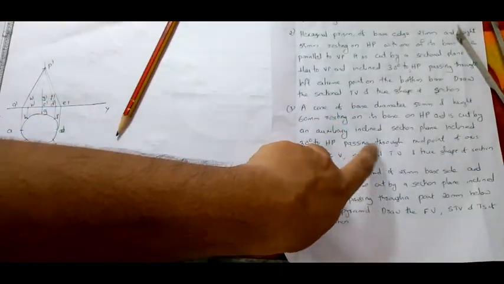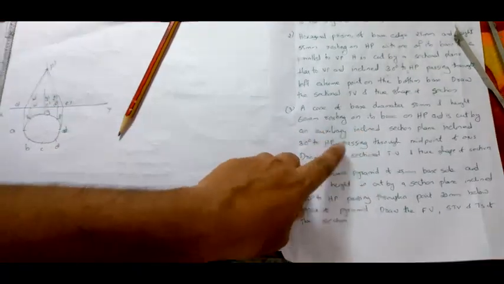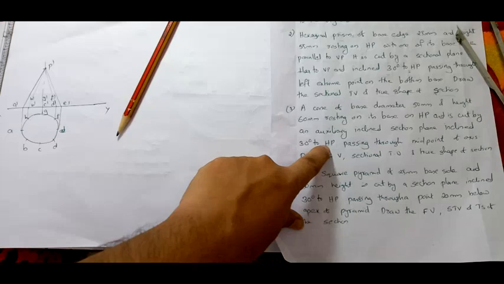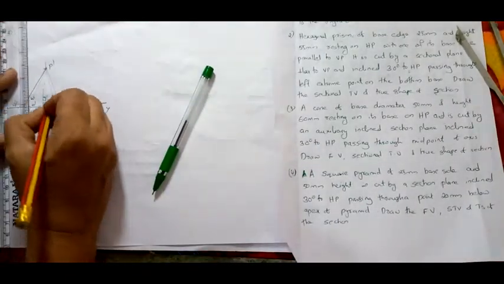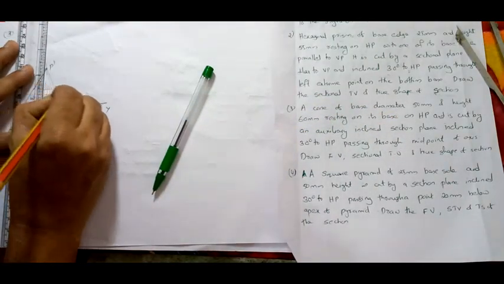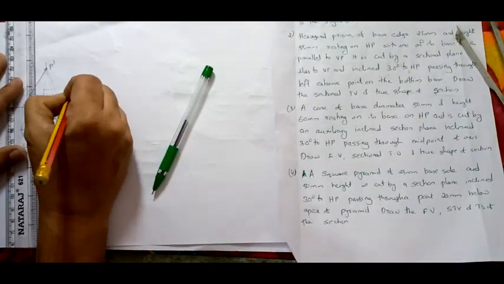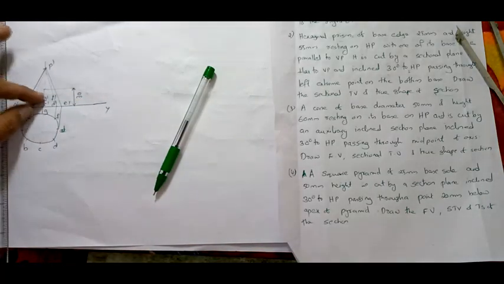30 degree to HP, passing through the midpoint of the axis. So they have told that it is 30 degree to HP, in the front view you can see the line 30 degree inclined to HP, passing through the midpoint. Midpoint means, here height is 60 mm, right? So take 30 mm. That is 30 mm means midpoint, right? Total 60 means 30 is midpoint.